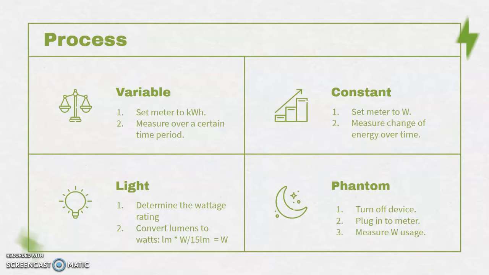The steps that I took differed based on the type of power each device measured. For the variable method, I had to set my meter to read kilowatt hours before measuring the energy usage of the device over a period of time. These devices included the fridge, TV, and laptop.